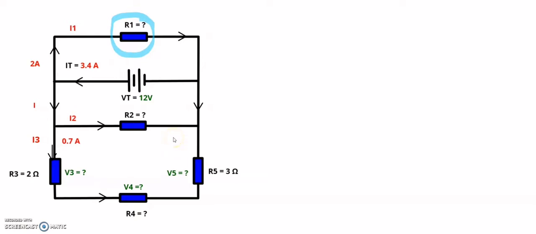Now for us to be able to do that, we need to understand what we need to calculate a resistance if it is unknown. The first thing that we need is a current flowing through that resistor, and we also need a voltage drop over that resistor. So what do we have? We have a current which is 2 amps. We don't have a voltage drop.